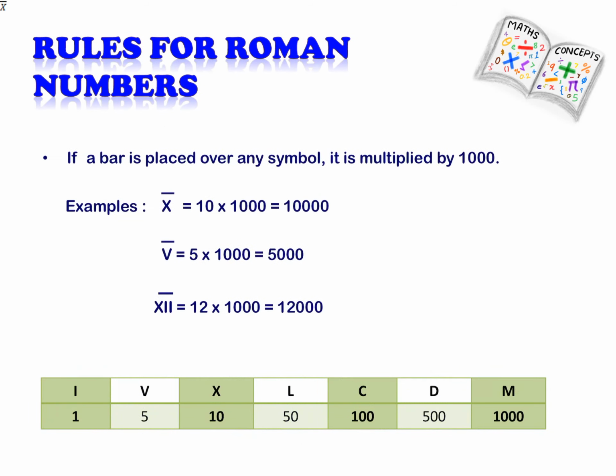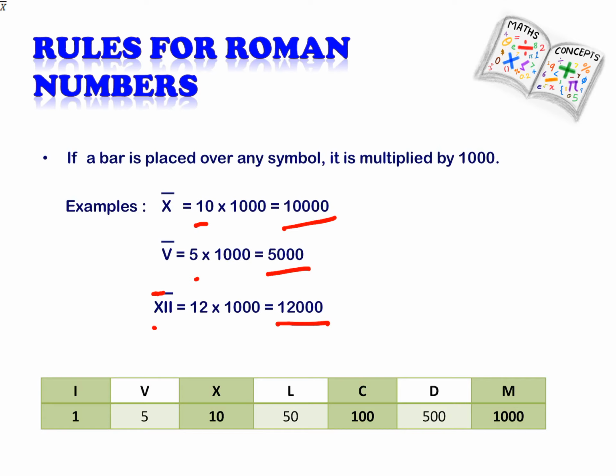Okay, now the fifth rule, that is the last rule: if a bar is placed over any symbol, it is multiplied by 1000. For example, X bar. Okay, this means 10 into 1000, which gives me 10,000. This is how we write bigger numbers in Roman numerals. V bar gives us 5 into 1000, which is 5000. XII bar, the bar is on top of the XII, so it gives me 12 into 1000, which is 12,000.